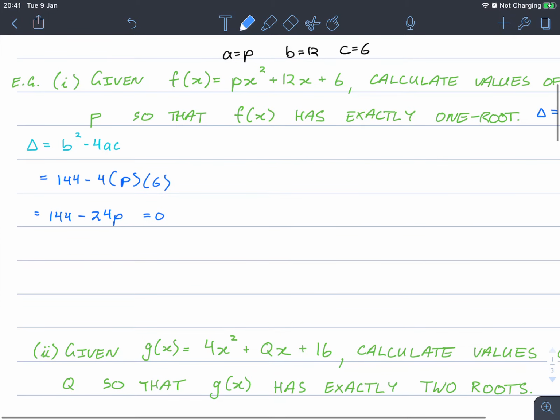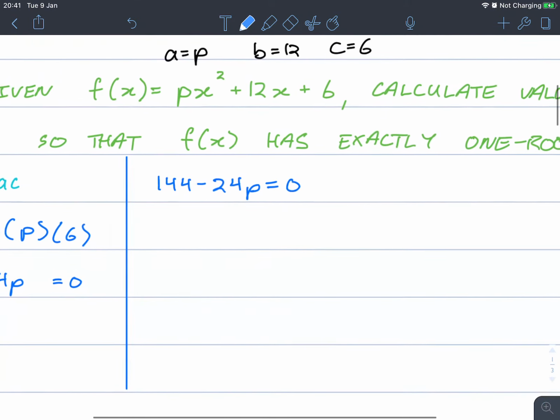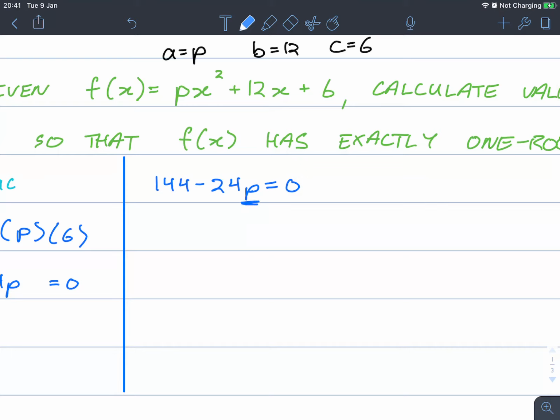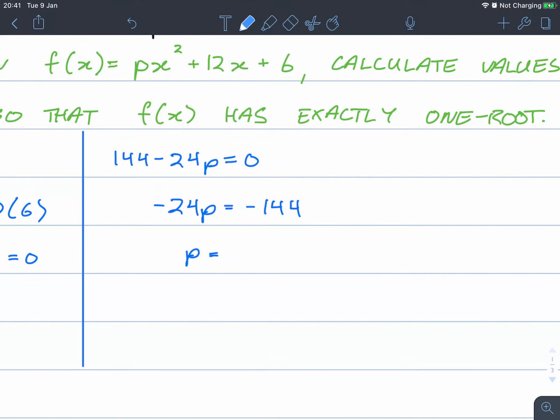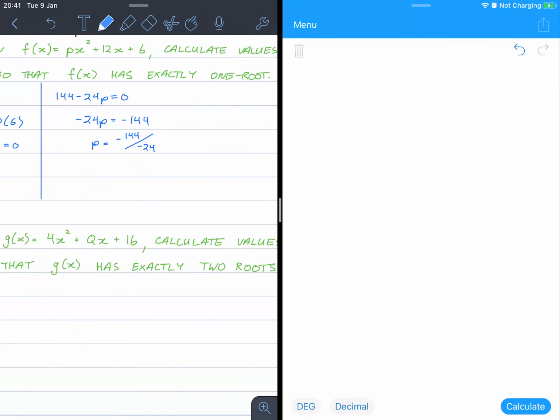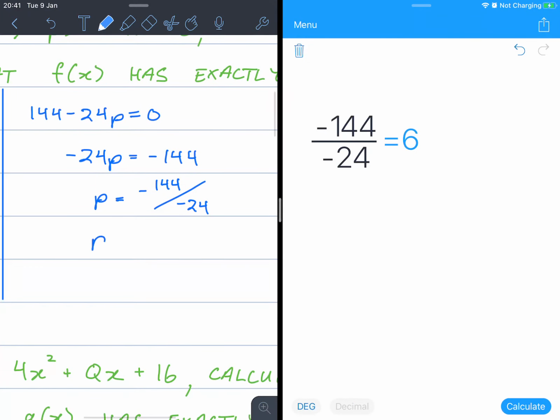Let me start a new sub question here. 144 minus 24p is equal to 0. Now it's just a matter of solving for p. So moving 24p to the other side and dividing by negative 24, this will give us negative 144 over negative 24. Whatever this might be on the calculator, let's take a look. This will give us 6. P is equal to 6.